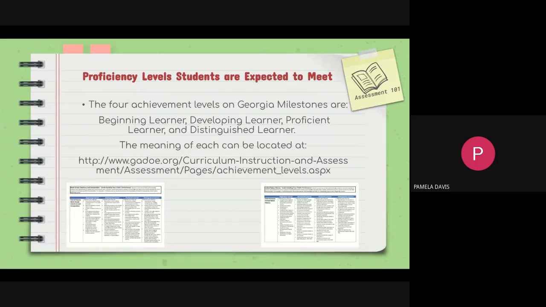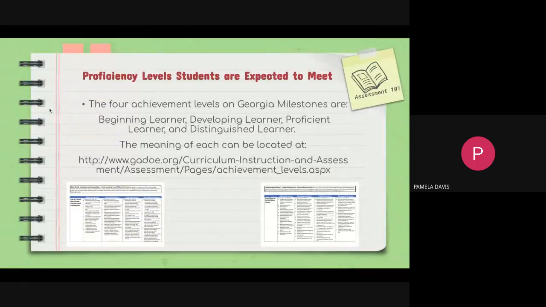Does anyone have any questions at this time in reference to end of course EOCs? I have a question, Ms. Davis. Yes. Because they made the changes due to COVID, will this be for next year too, or will they revisit it and possibly make changes?